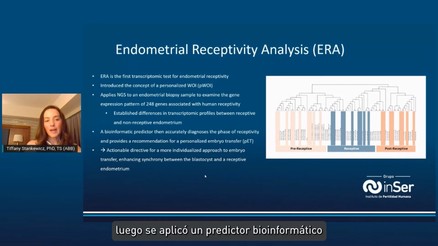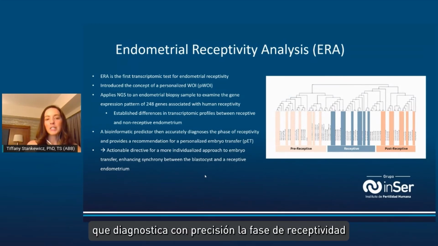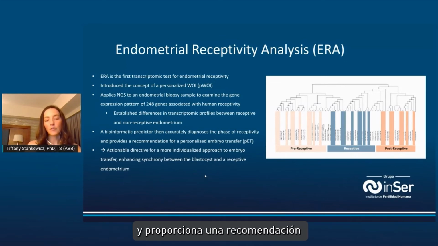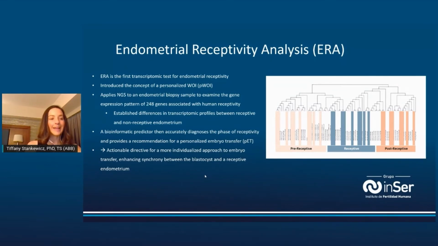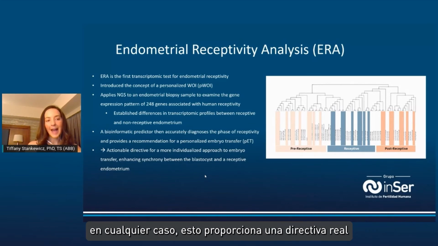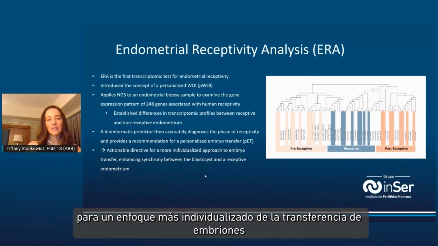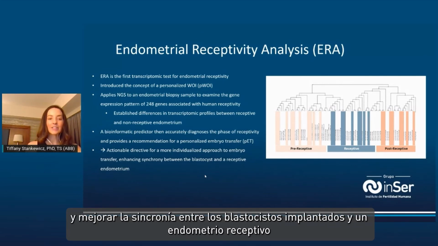Then a bioinformatic predictor was applied that accurately diagnoses the phase of receptivity and also provides a recommendation for a personalized embryo transfer based upon a patient's own personalized window of implantation. In any case, this provides an actionable directive for a more individualized approach to embryo transfer, and hence enhancing synchrony between the implanting blastocyst and a receptive endometrium.